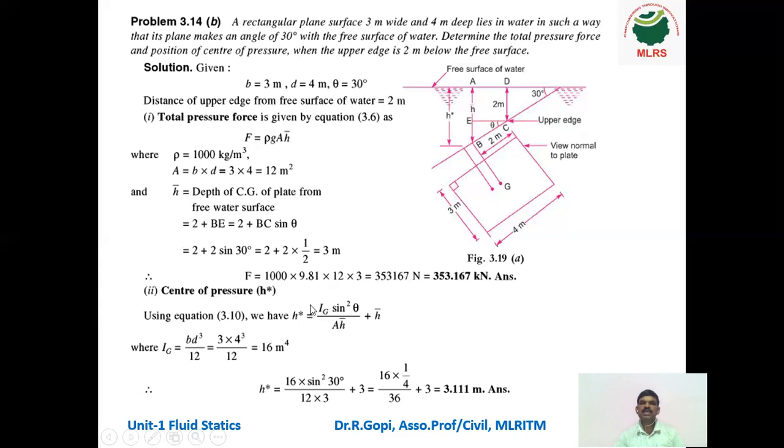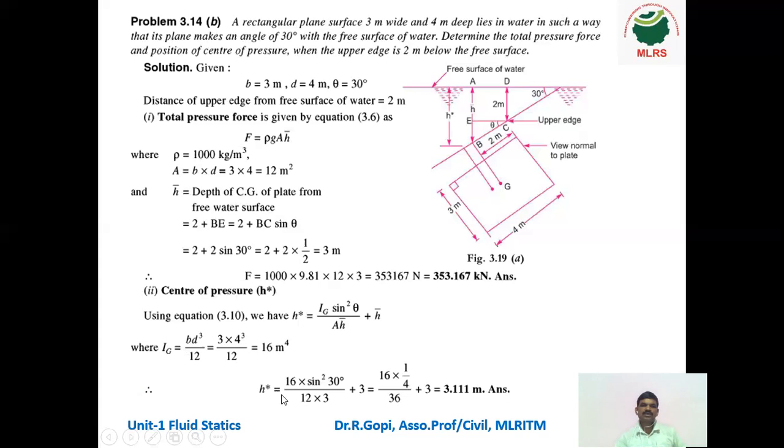What is Ig? It is the moment of inertia about the centroidal axis of the plate, that means about the centroid, the center of gravity G point. What is the formula? For a rectangular shape, Ig equals B D cube by 12. B is 3 meter, D is 4 meter, so it is 3 times 4 cube divided by 12, which is 16 meter power 4. The unit of moment of inertia is meter power 4 or mm power 4. We substituted in meter, so it is meter power 4.